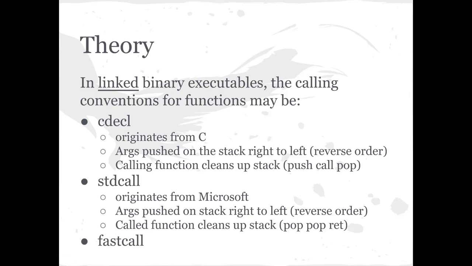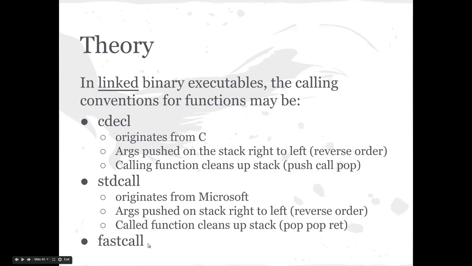cdecl originates from C. The arguments are pushed on the stack in right to left order, and then the calling function cleans up the stack. And that means that when I push the arguments on the stack and call the function, when the function returns, I have to remove those arguments from the stack. Standard call originates from Microsoft and actually makes ROP way easier because I don't have to worry about the cleanup. If I were ever to call a function, it cleans up the stack for me. And like cdecl, in standard call the arguments are pushed in reverse order, from right to left.